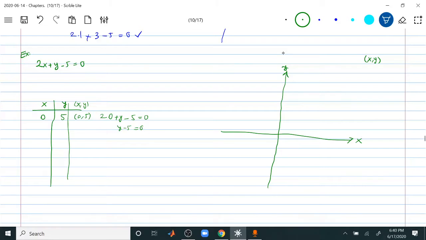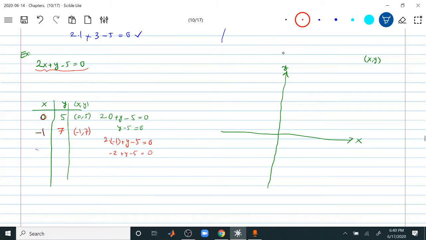How about if I pick another one? If I pick x equal to -1, for example, is it possible to get a solution? Let's try that. Again, I'm just randomly picking these numbers and finding their solution. 2 times -1 plus y minus 5 equal to 0. What you get is -2 plus y minus 5 equal to 0. Solve this equation, and y is 7. So now you have another solution, (-1, 7). That means if you replace -1 and 7 into the original equation, it satisfies that equation, so it's a solution.